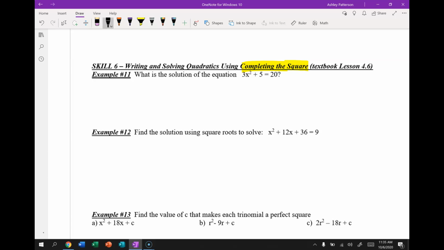For example number 11, notice there's only one x term. I wouldn't want to factor this. The only time we factor is if there is an x squared and an x, the quadratic and the linear term. Usually if there's a constant, that's helpful. If we're just solving for one variable, we want to isolate it. So for this particular equation, I would isolate the quadratic term. Again, there isn't a linear term, so I'm just going to solve for x squared. I subtract 5 from both sides, and then dividing by 3, I get x squared is equal to 5.